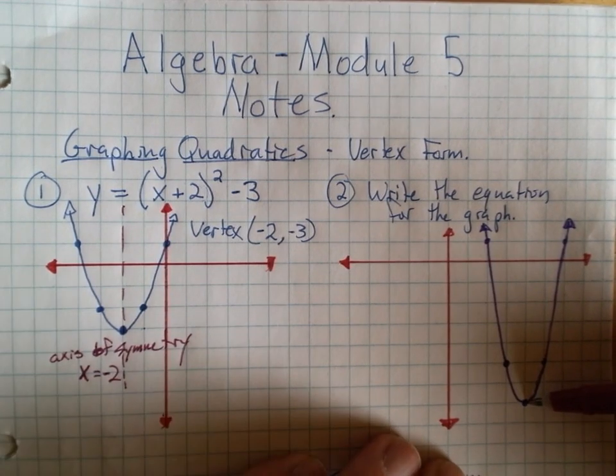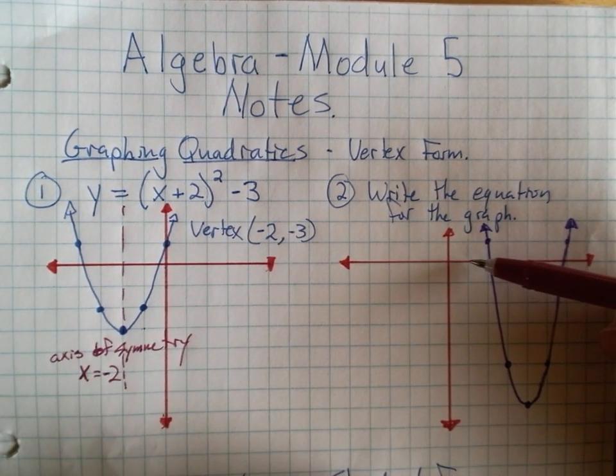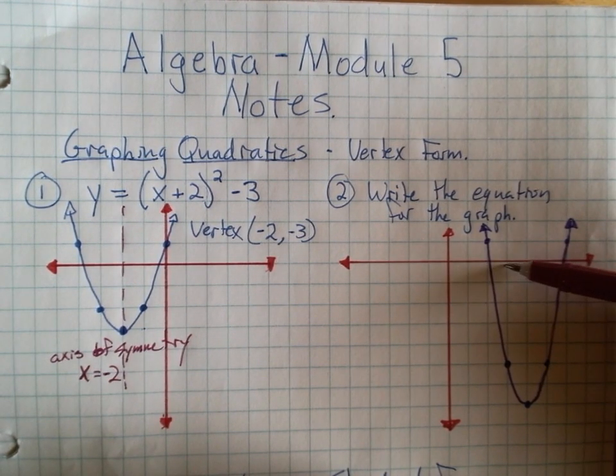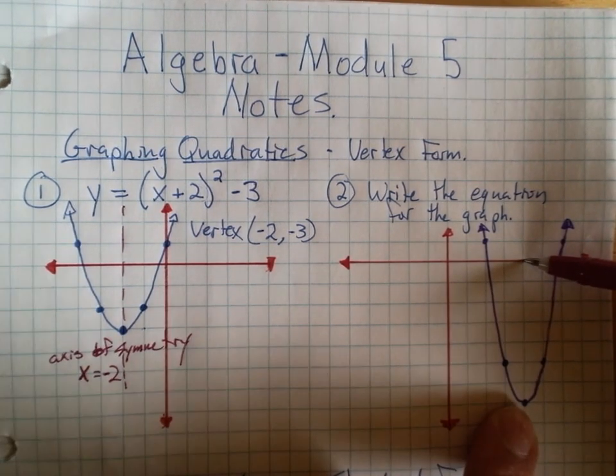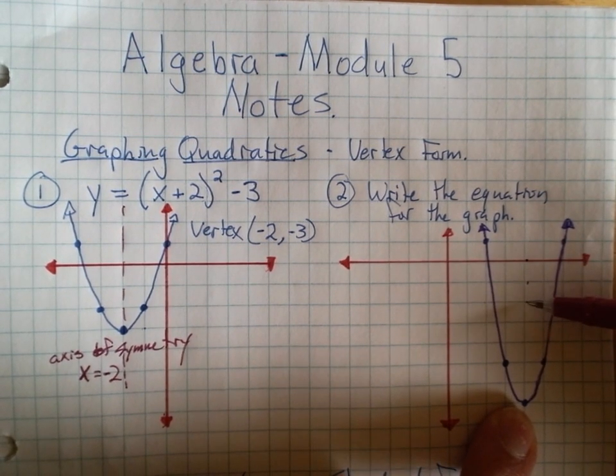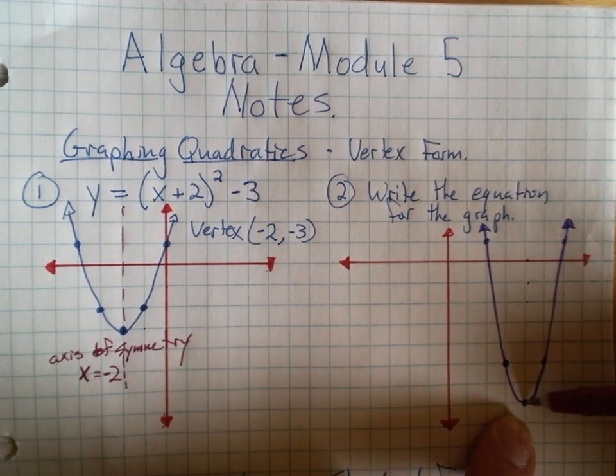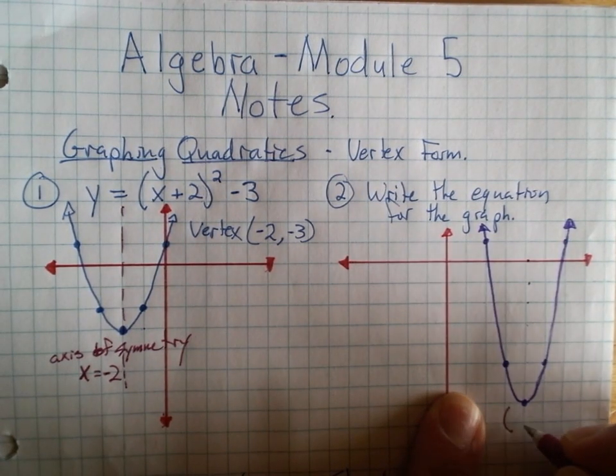The vertex is here. I'm counting over 1, 2, 3, 4, and then down 1, 2, 3, 4, 5, 6, 7. So I have to list what my vertex is. It's going to be (4, -7).